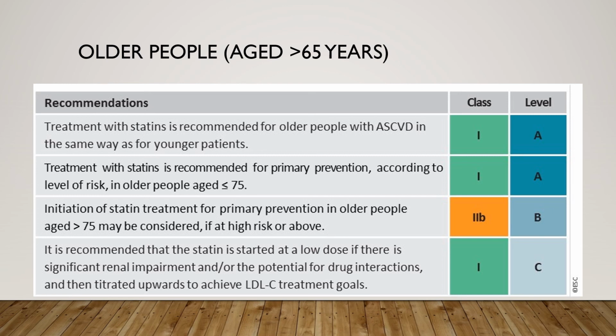Treatment with statin is recommended for primary prevention according to the level of risk in older people aged less than 75 years of age. Initiation of statin treatment for primary prevention in older people aged more than 75 may be considered if at high risk or above.